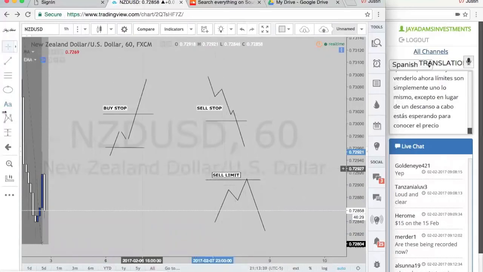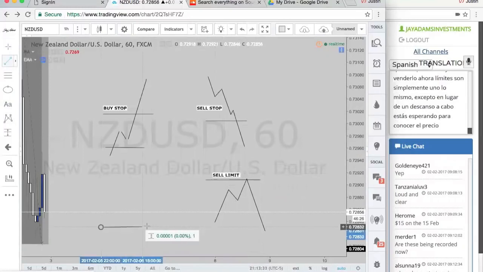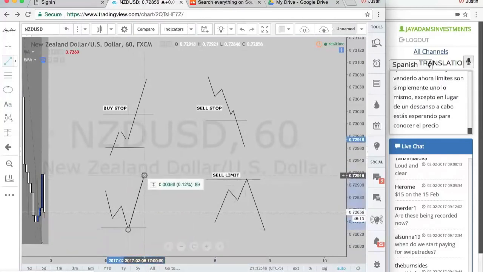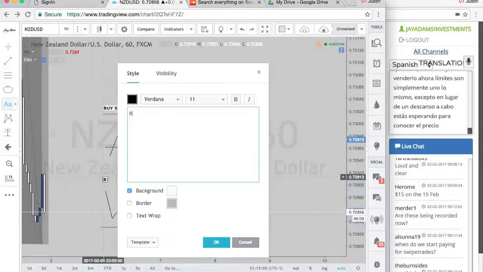Right? And buy limit's the exact opposite. So price will be down here, and you're waiting for price down here to go up here, to trigger this order, and then go away right here. So that's a buy limit.